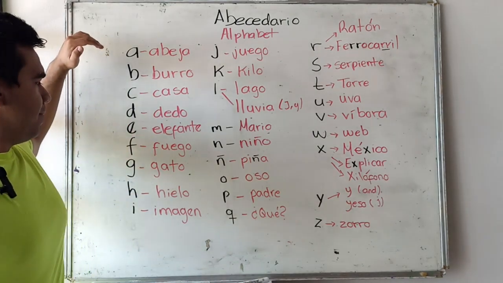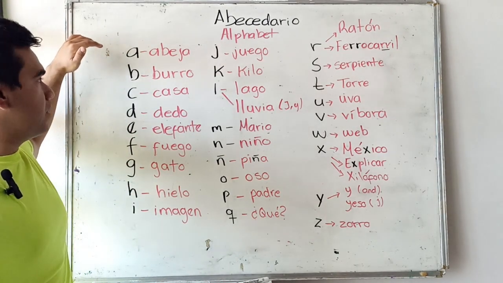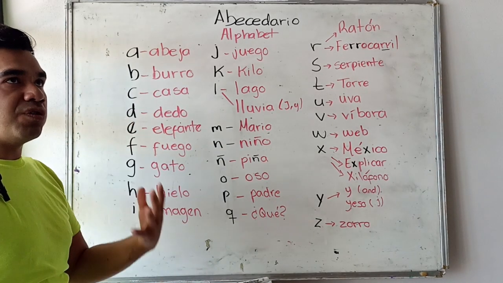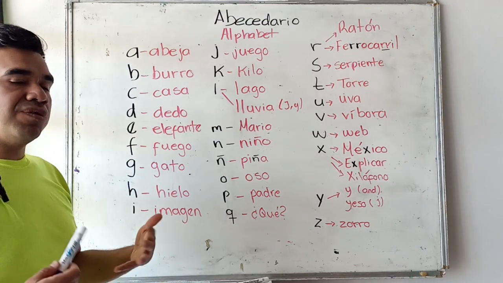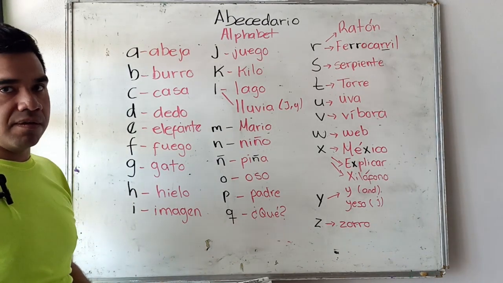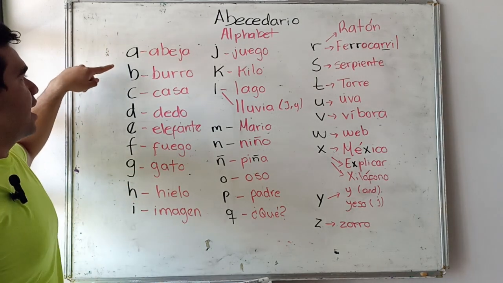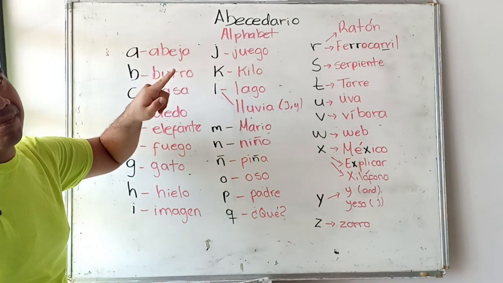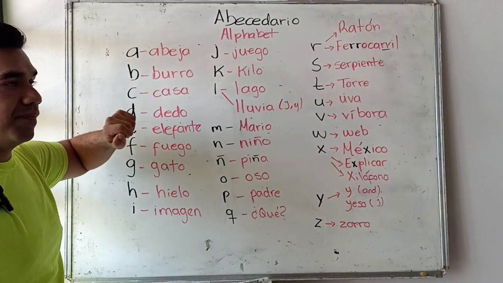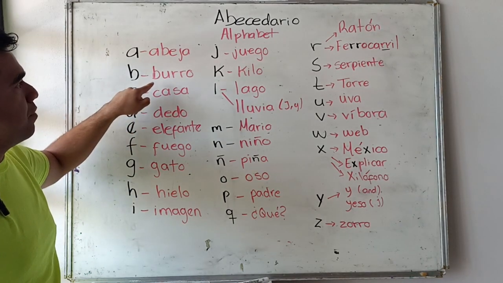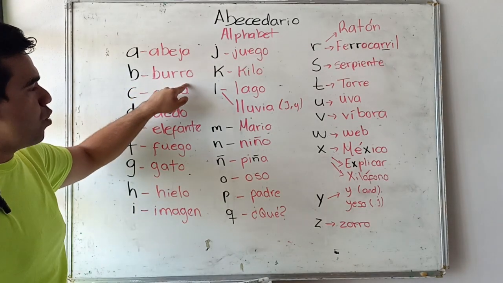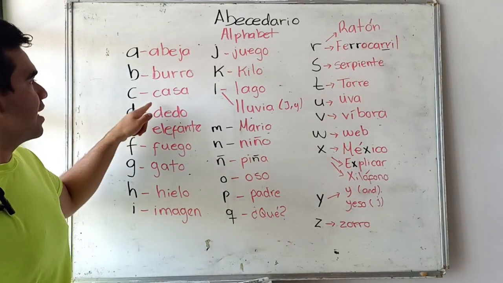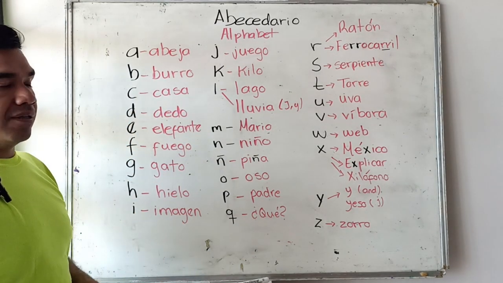So first, I'm going to be mentioning all the letters in Spanish and certain examples that could help to understand the sound or how we use the letters in Spanish, how we pronounce it. Okay? So first, A. A, así, abeja, abeja. B, así, burro, burro. C, así, casa, casa, home.